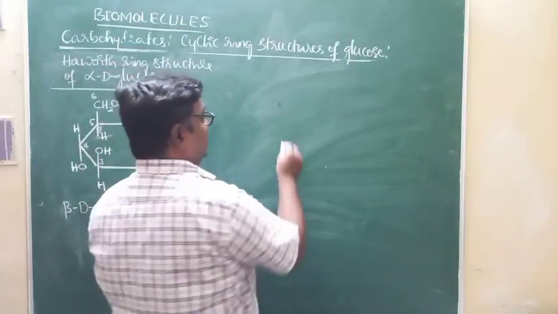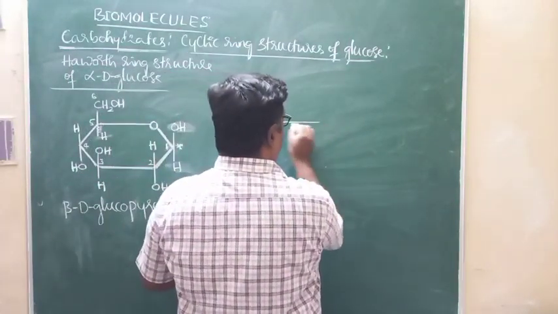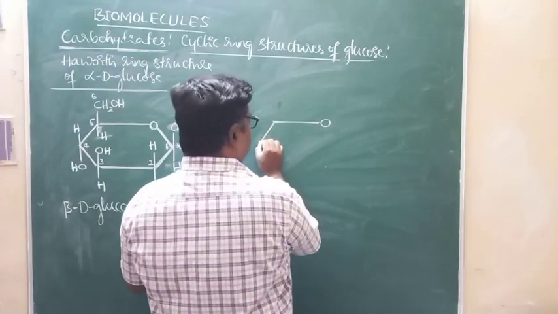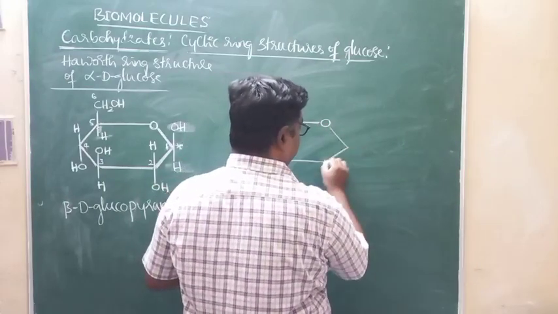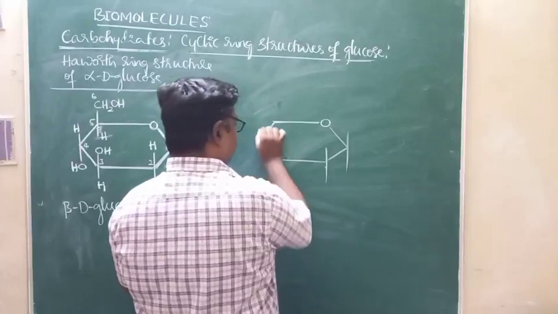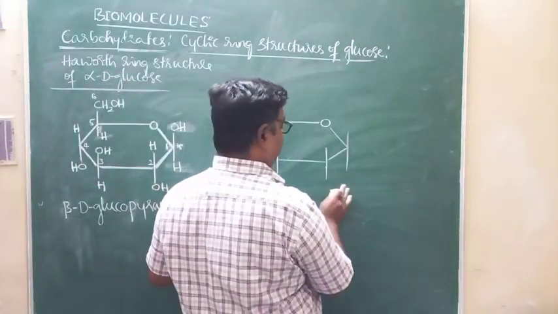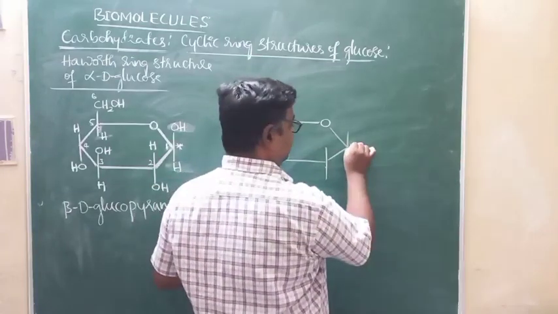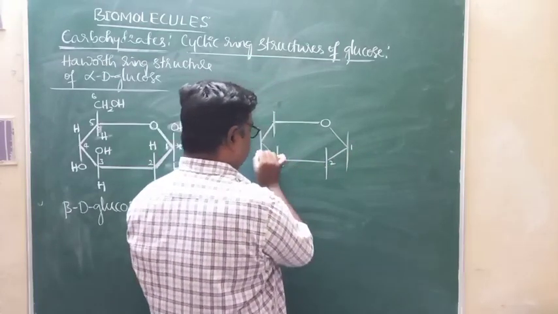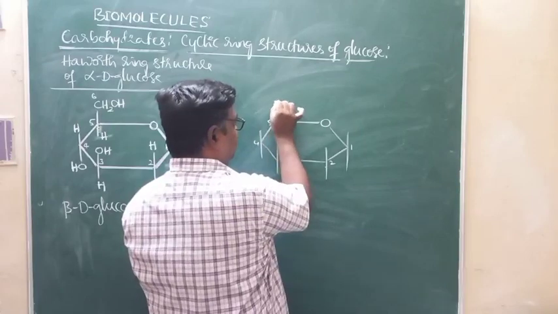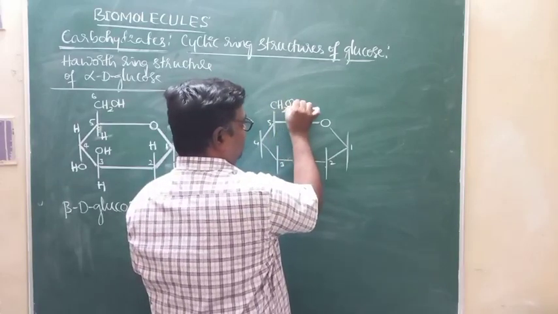Directly, in order to write alpha D glucopyranose, first you write a cyclic hexagon, and write the points above the plane and below the plane. This is carbon atom number 1, this is 2, this is 3, this is 4, this is 5, and of course CH2OH is always above the plane.